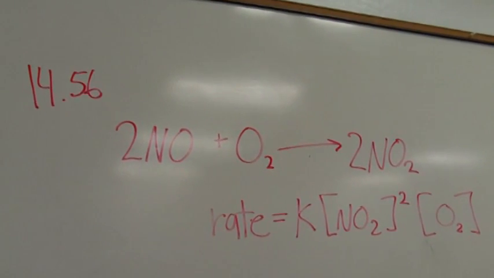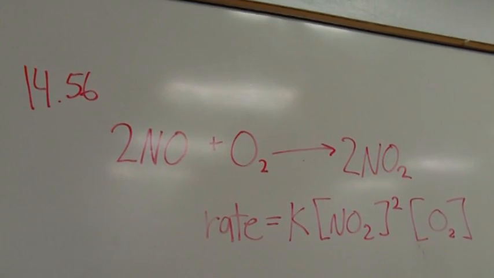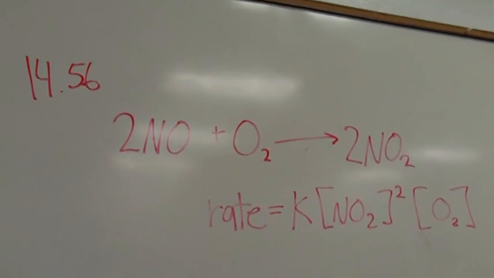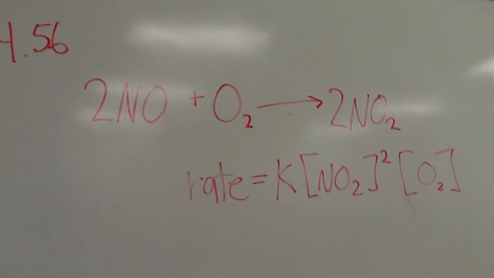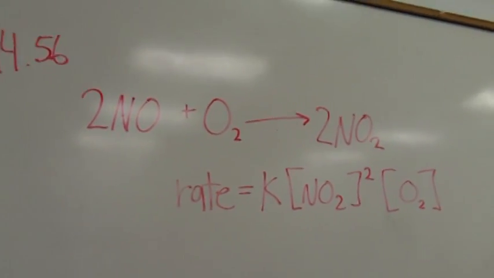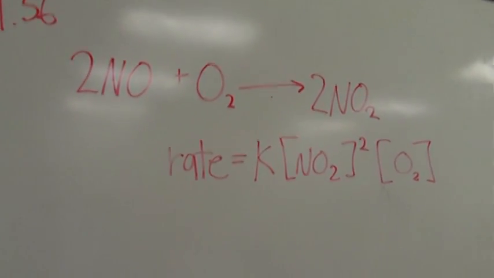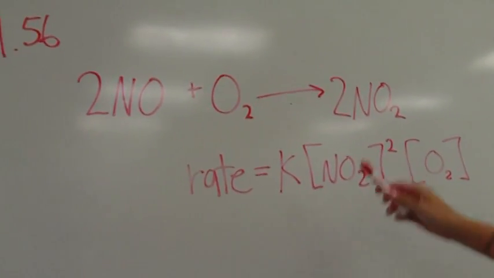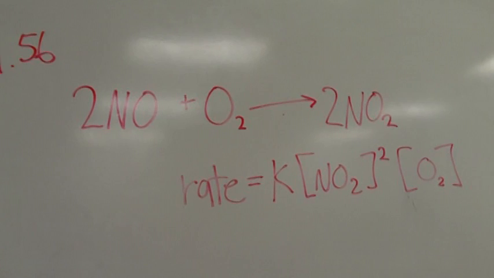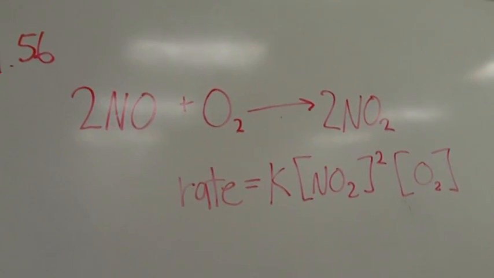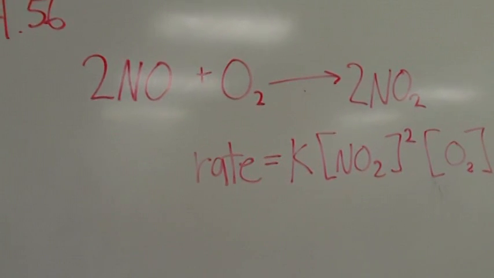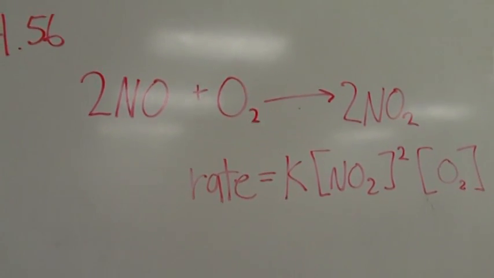Okay, this is 14.56. The oxidation of nitrogen oxide, which is released in small amounts in the exhaust of automobiles, produces the brownish red gas, NO2, which is a component of urban air pollution. This is the equation for it, right here. The rate law for the reaction is this, right here. It's also spelled out in the problem in the book.